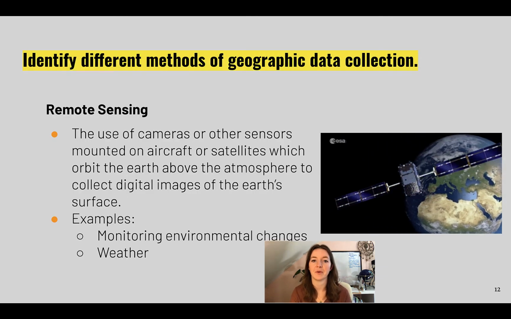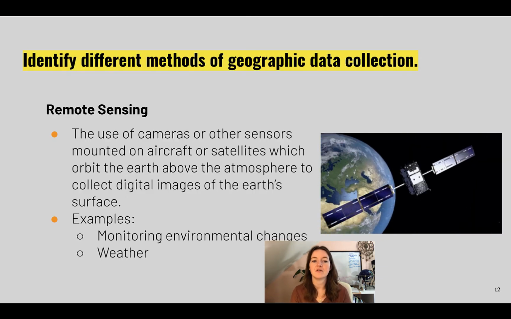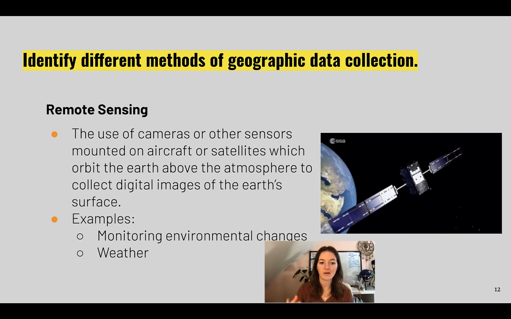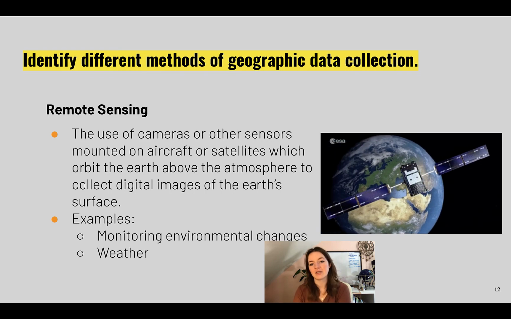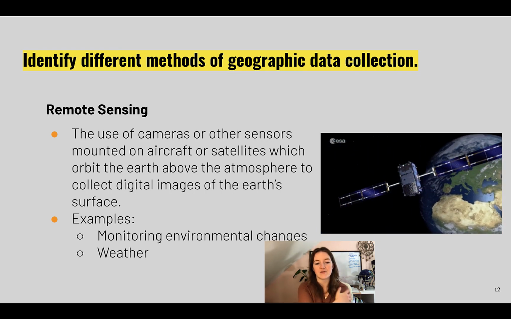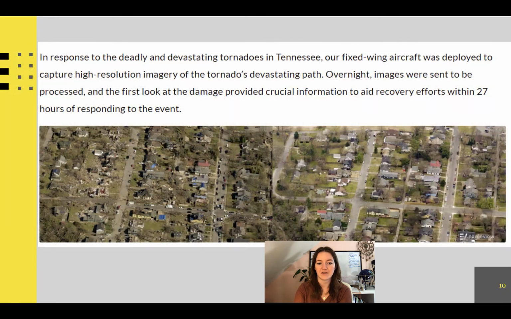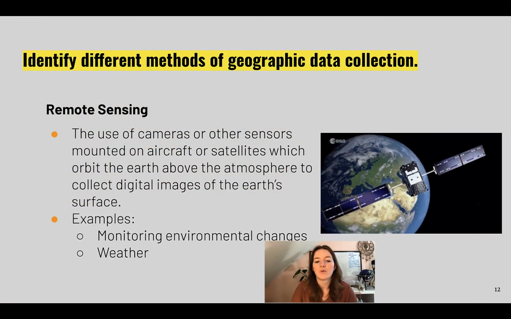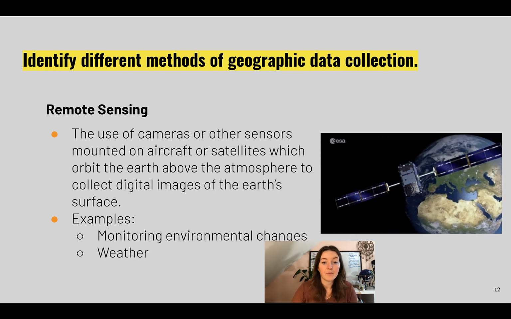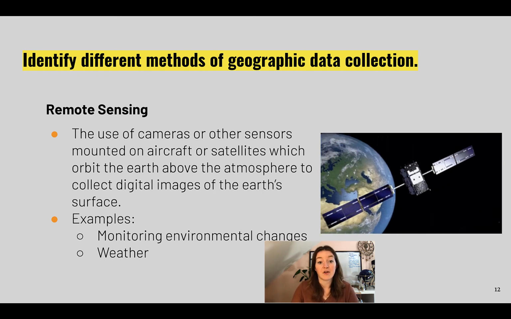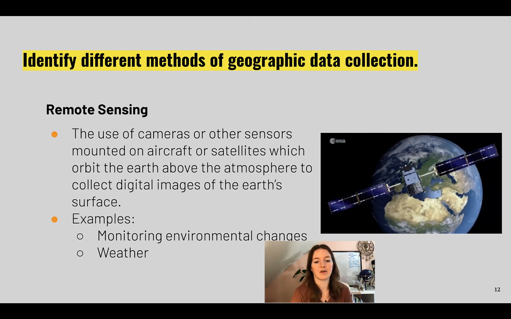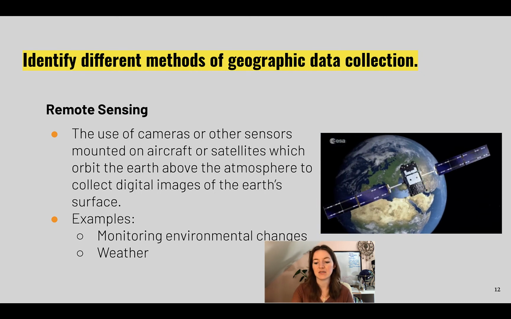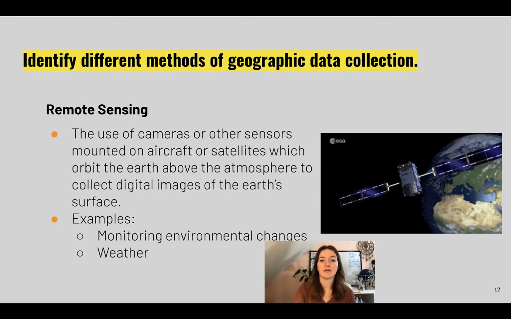All right, next up we have remote sensing. Remote sensing is the use of cameras or other sensors that are mounted on aircraft or satellites. They orbit the Earth above the atmosphere and collect digital images of the Earth's surface. So it's really similar to what we were just looking at with the aerial photography, but farther out than that. One of the things that we look at with this is weather, if you've ever seen the images of hurricanes. We also look for environmental changes. We monitor things like the polar ice caps melting, sea levels rising, stuff like that.